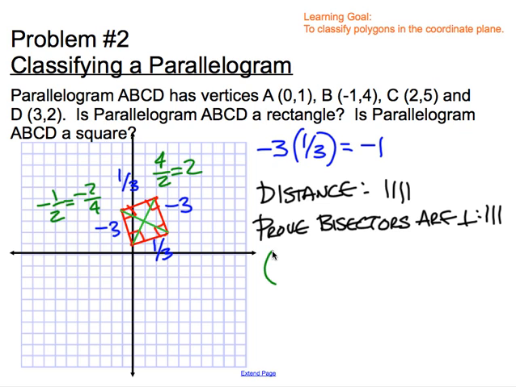If we take the product of -1/2 and 2, we see that it does in fact equal -1, thus making the bisectors meet perpendicularly, which then forces this parallelogram to be a square. So the answer to both questions, is this parallelogram a rectangle? Yes. And in fact, furthermore, this parallelogram is a square.